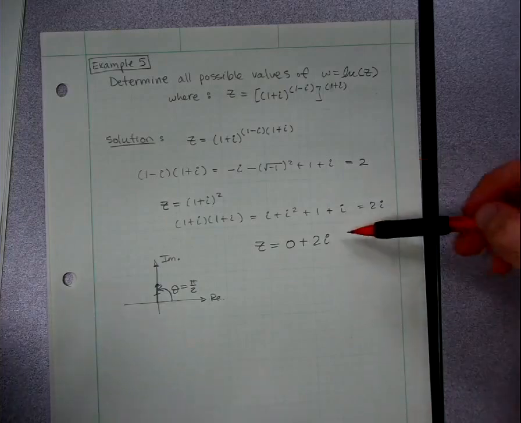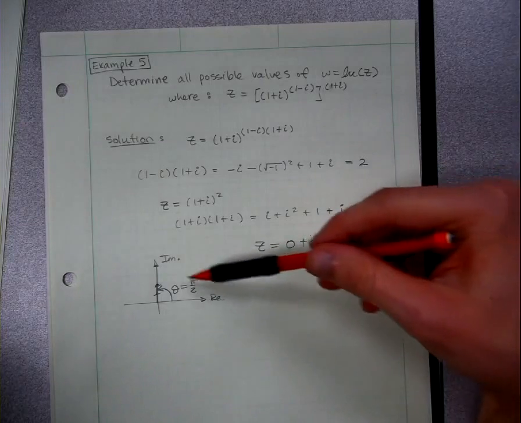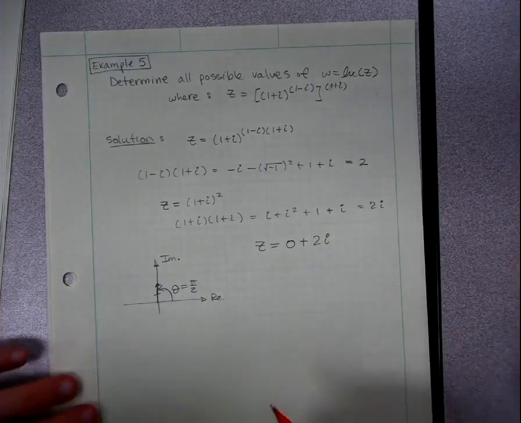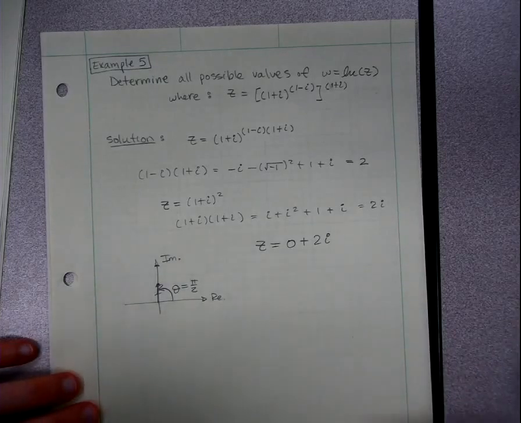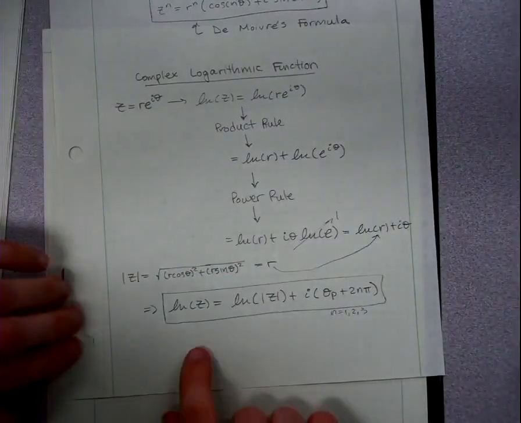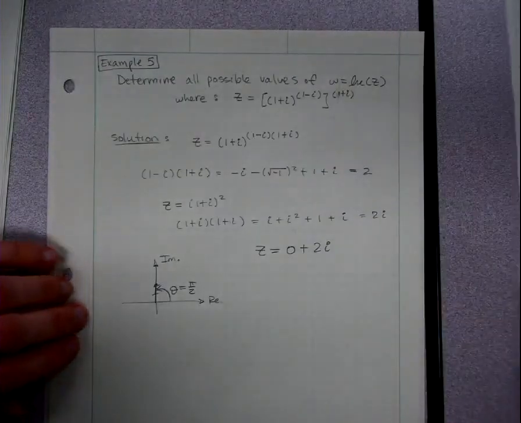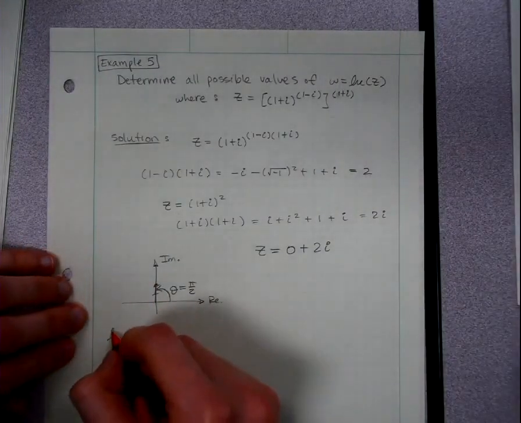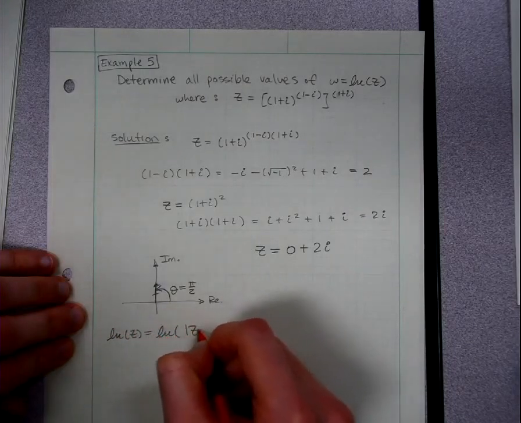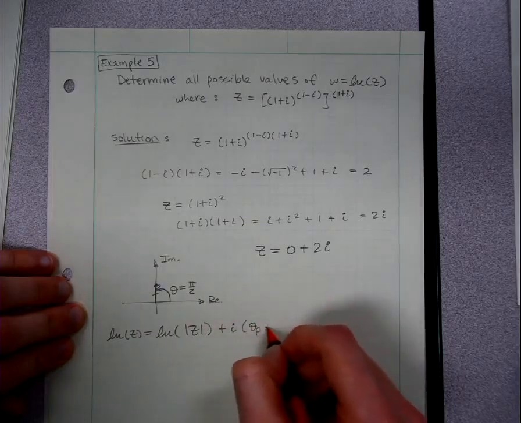So I just took the z that we simplified from the beginning, plotted it, and found the argument of z. So now all we have left is to plug our information back into the formula that we just derived on the last page. So this is the formula that we're going to plug it into. That's why we derived it. So again, I'll rewrite the formula here. ln of z equals ln modulus of z plus i theta plus 2 n pi.